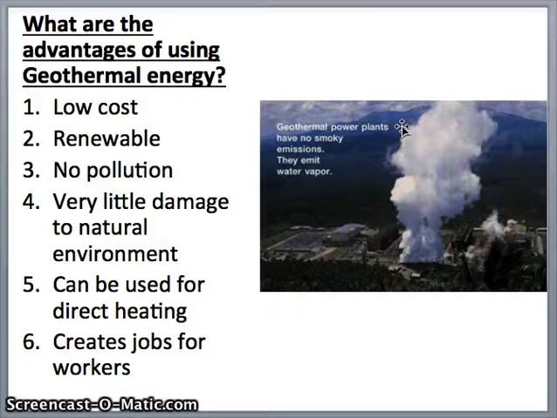So what are some of the advantages of using geothermal energy? First, it doesn't require a lot of cost. So it's low cost, it's very renewable, there's no pollution, and this picture kind of shows you they just emit water vapor. It has very little damage to the natural environment because all it's doing is collecting the natural steam from natural vents in the Earth's crust. It could also be used for direct heating, so you don't need extra electricity to heat your home, and it also creates lots of jobs for workers.